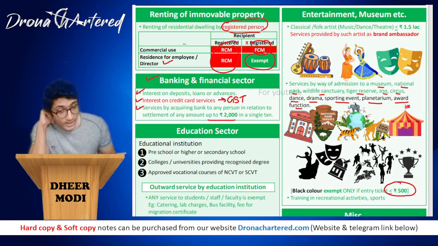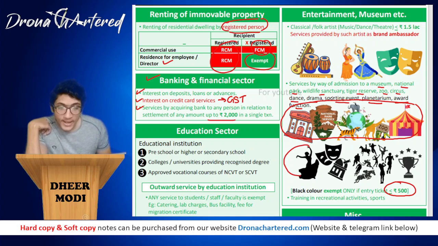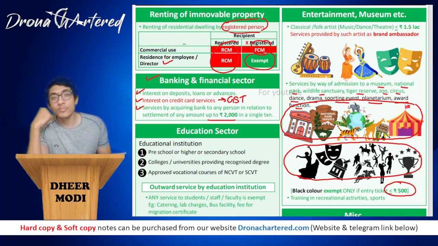So therefore, over here also the ones in colored, the ones that I've added in colored, these are exempt irrespective. Clear? So that's your circus, zoo, there's your museum. These are exempt irrespective. However, the ones in black, that is your dance, drama, sporting, planetarium, award function, all of these will be taxable if your entry ticket is more than 500. I hope this is clear.